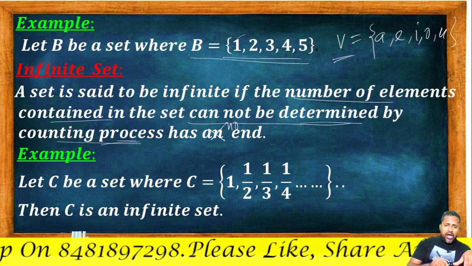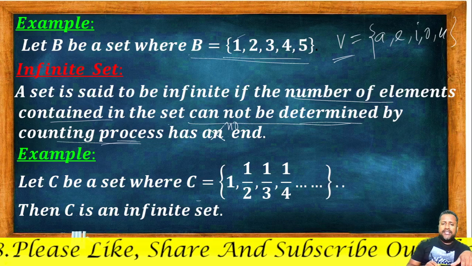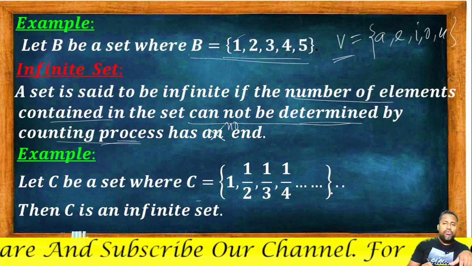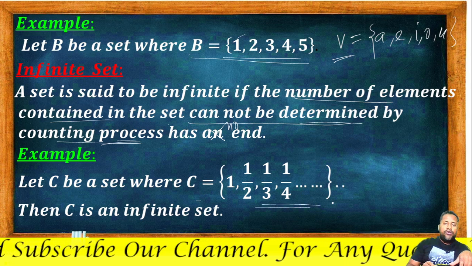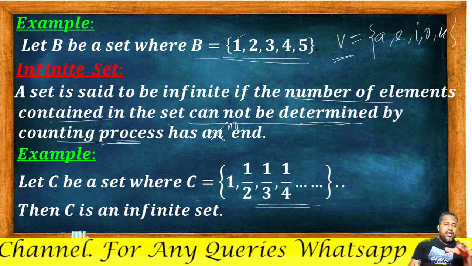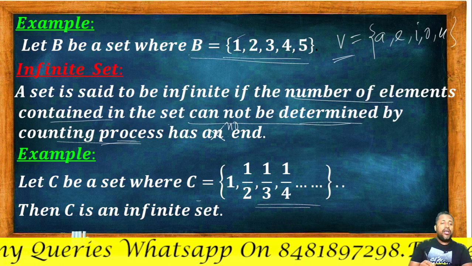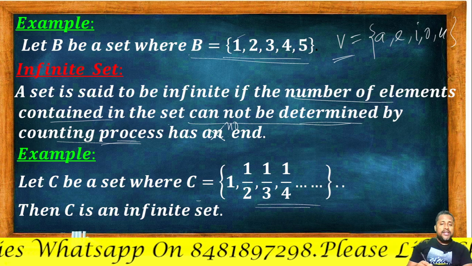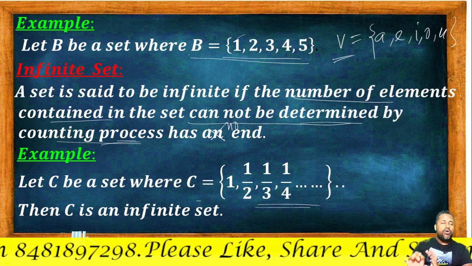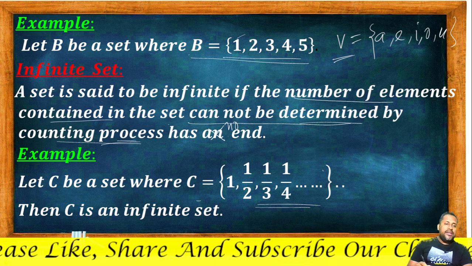Now if we consider a set C equal to {1, 1/2, 1/3, 1/4, ...}, it will be an infinite set since it contains an infinite number of elements, and its elements cannot be counted by ordinary counting, so it will be an infinite set.